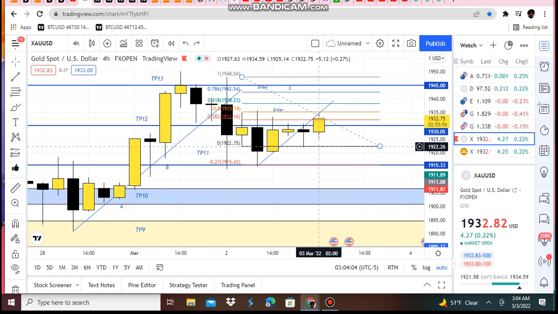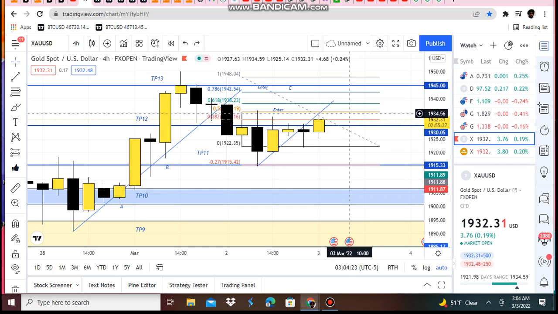Once price heads back down to zero and starts to wick back up, what are we looking for? Buys. And then we see price heading back up, boom, and down. Price is heading back up now. It's at 0.382 right now, 1932, and now we're looking for buys as we could be in an uptrend.